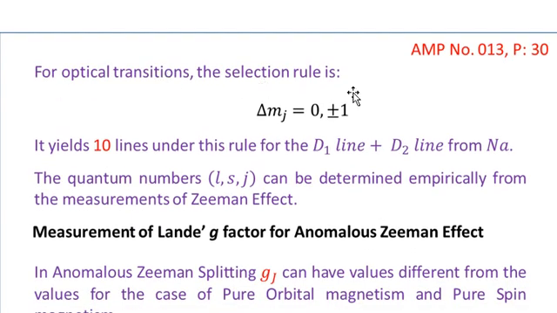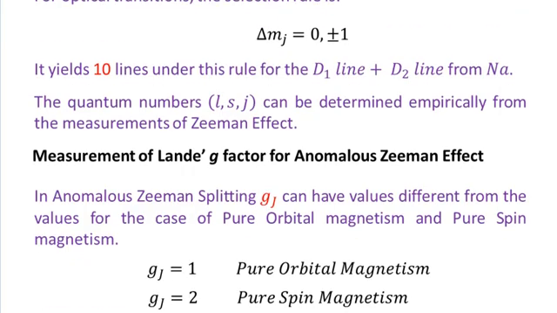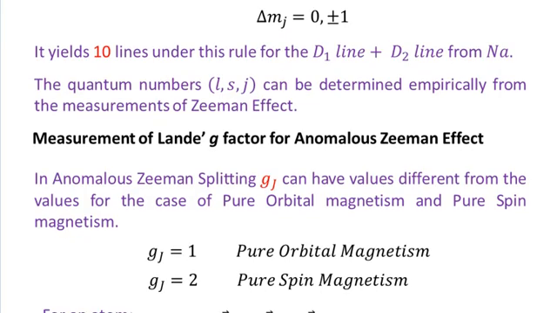So for optical transitions, the selection rule is delta mJ is equal to 0, plus or minus 1, as we have explained. It yields 10 lines under the rule for the D1 line plus D2 lines from the sodium atom. The quantum numbers L, S, J can be determined empirically from the measurement of the Zeeman effect. So you see that from the number of lines in the Zeeman effect, we can also determine the value of orbital quantum number, spin quantum number, and the total quantum number of the atoms if we know the theory. So these can also be determined from the empirical measurements.